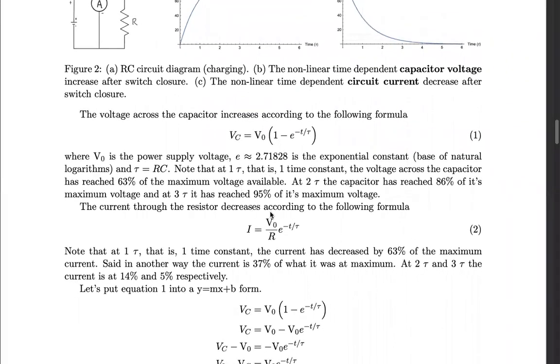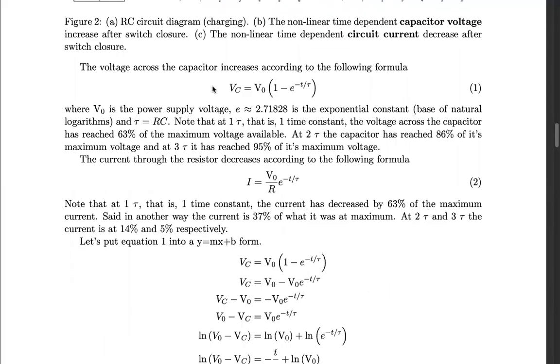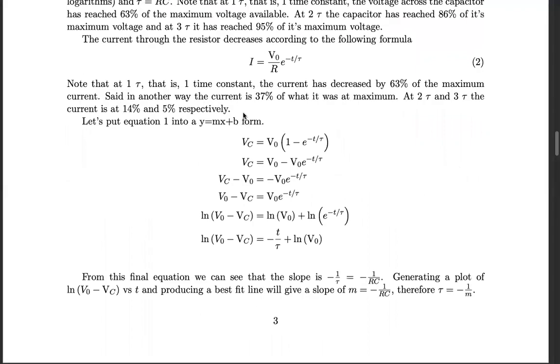Well, first we'll discuss the current and the voltage. The voltage for the discharge is going to look very similar. Current is equal to V0 over R times e to the minus t over tau. We already went through these percentages, but let's look at this equation. Let's put equation 1, this equation here, into y equals mx plus b form.